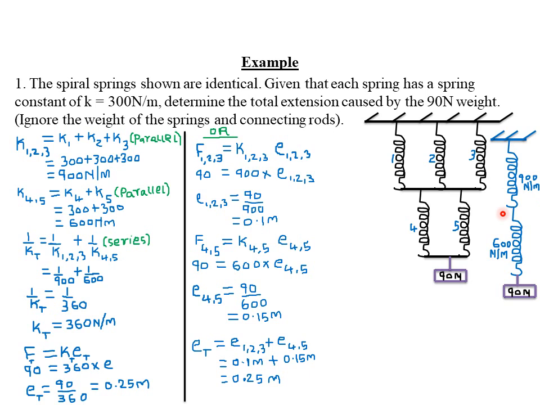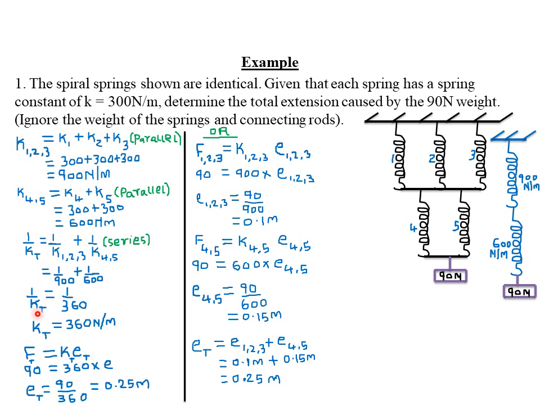So remember, to find the K for springs in series, we usually take 1 over K total is equal to the summation of the reciprocal of the spring constant of the individual springs. So if I want the K total now for the whole system, I will take 1 over K1,2,3, which was 900, plus 1 over K4 and 5, because they are now in series with each other. K4 and 5 was 600 Newton per meter, so I'll obtain 1 over 600.